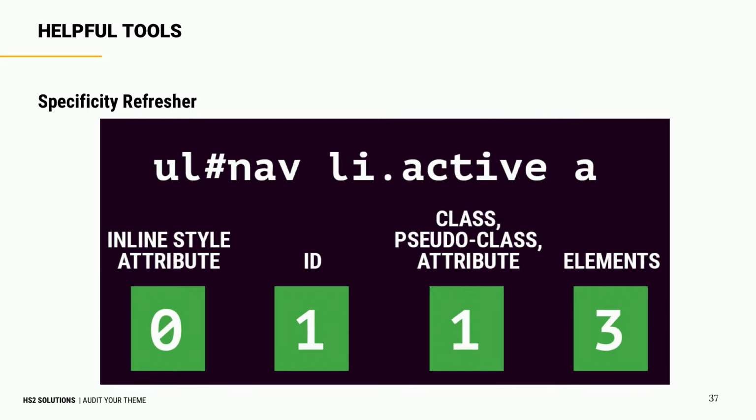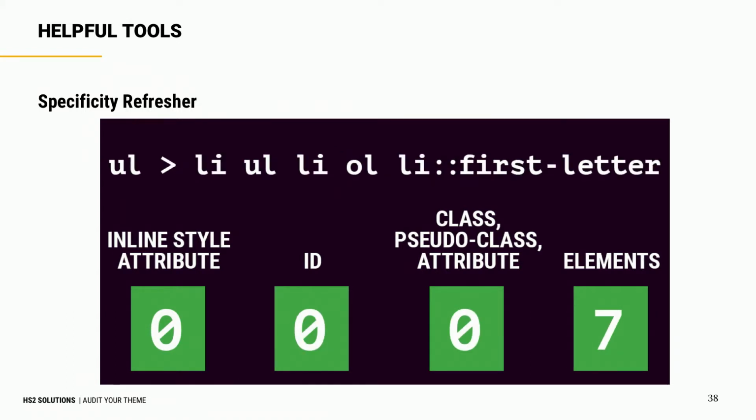Next up, now we're looking at CSS here. There's one ID in here, one class, and 3 elements, so 113. So a little less specific, but still pretty strong with that ID in there. And finally, just a bunch of elements. It's got a specificity of 7.